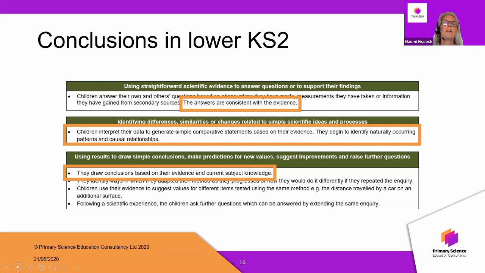So now we need the answers to be consistent with the evidence. In key stage 1, if you remember, it was with support that they're looking at their evidence, whereas in lower key stage 2, they should be able to do that independently, and the answers they give should be consistent with the evidence that they've gathered.